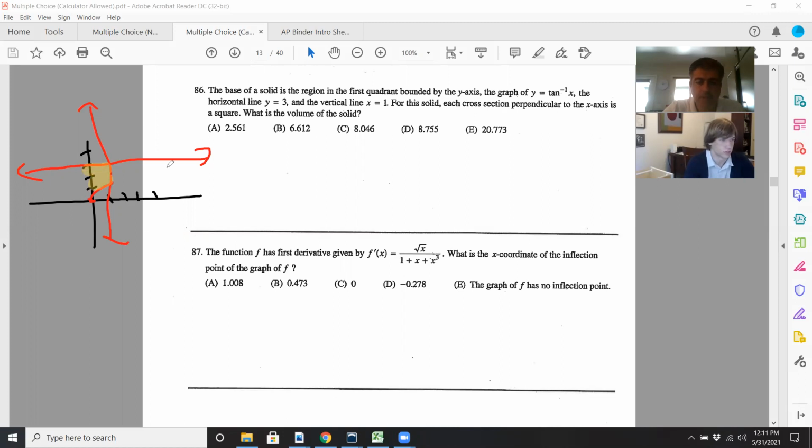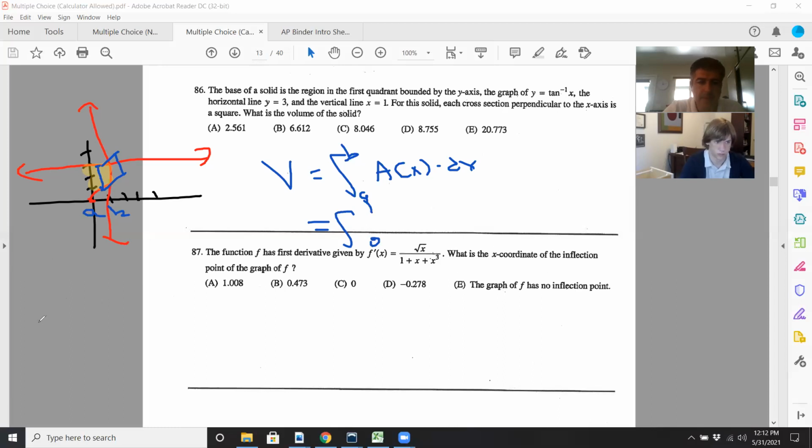That's the region we're interested in, and your cross sections are squares. They're perpendicular to the x-axis, so it kind of looks like this. So the volume is going to be, you integrate from A to B. We'll call this A here and B here, of your area in terms of x times dx. So we're actually going from 0 to 1, because we're bounded from x equals 0 to x equals 1.